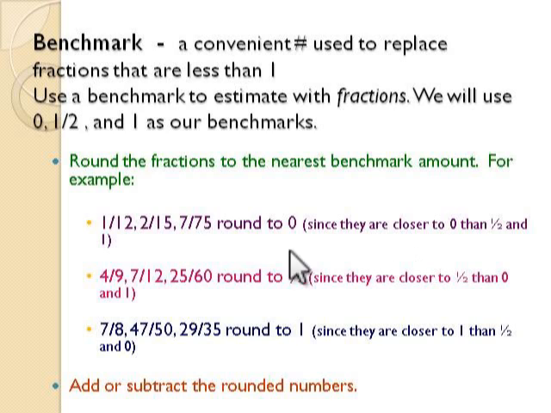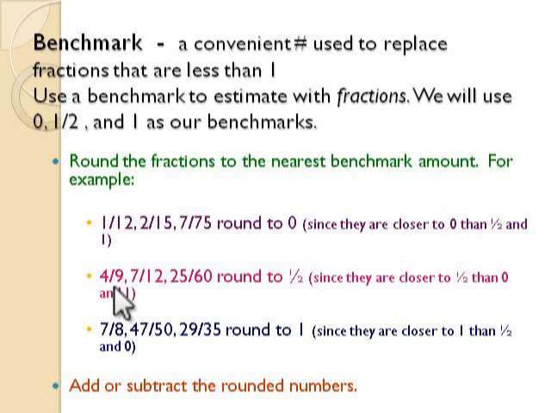So here are some examples. 1/12 would round to 0. 2/15 would round to 0. 7/75 would round to 0. All because they are closer to 0 than they are to a half, or even 1.